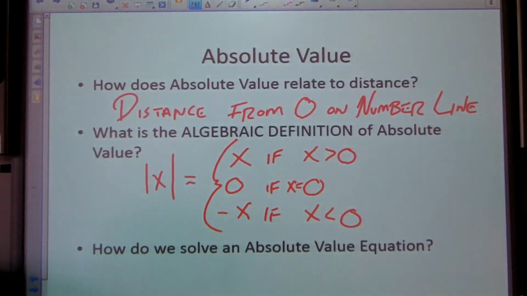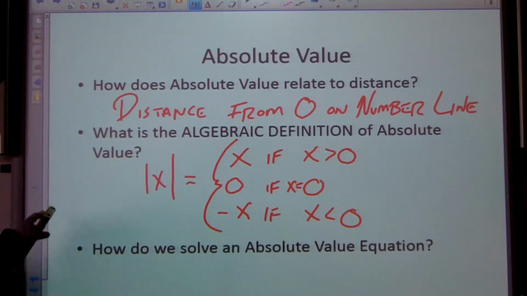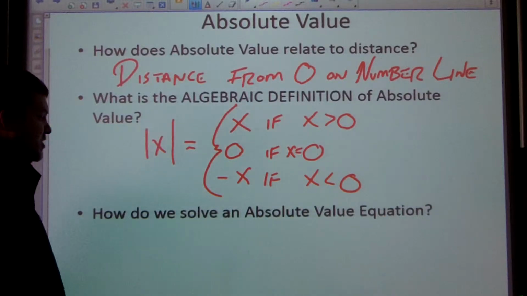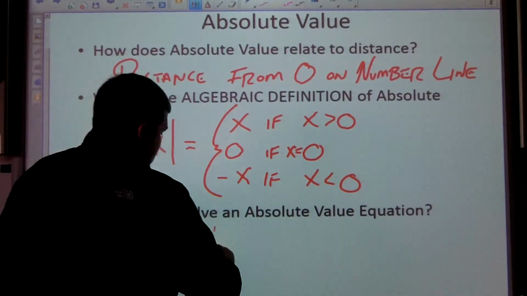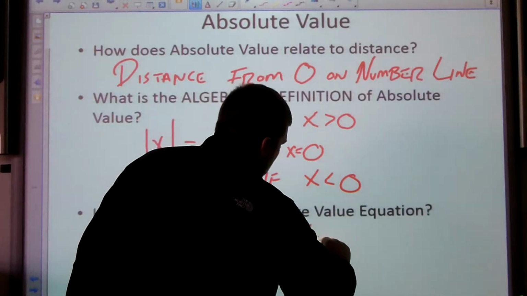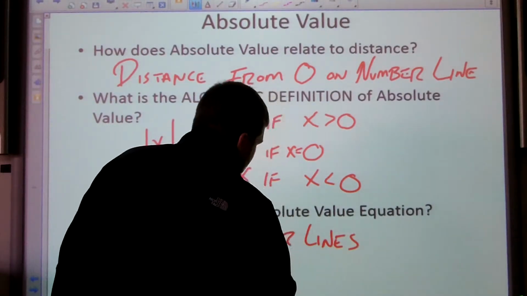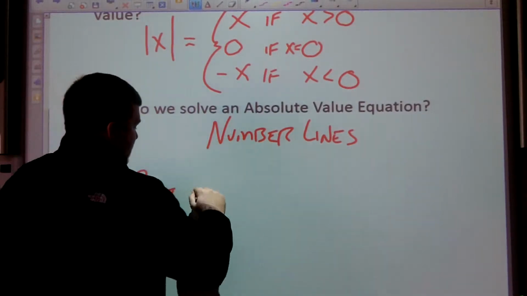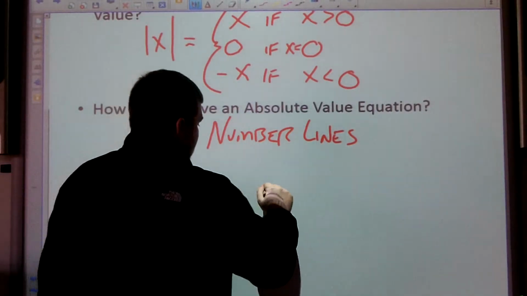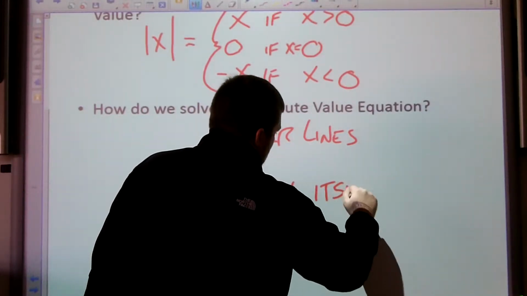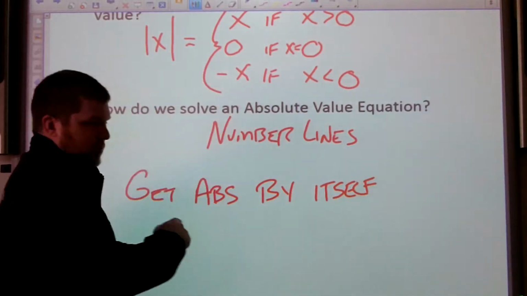Okay? So you need to know that. We'll talk about that later in the next chapter. And then how do we solve an absolute value equation? Well, essentially, we're going to use number lines. But we also need to get the absolute value piece by itself. So get the absolute value piece, I'm going to just say ADS, by itself. Okay, that's going to be our first objective.